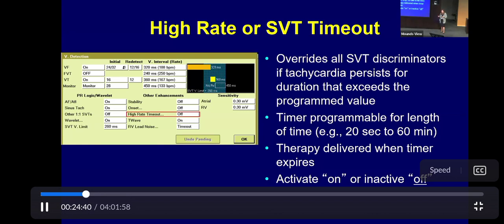I always program this off. Certainly there may be a rare situation you put that on, but you're just saying you don't believe it. But it's algorithms that have really been proven to work and work very well. And you don't want to get therapy for SVT, because SVT could be sustained and last more than a minute or two. So I program that off.